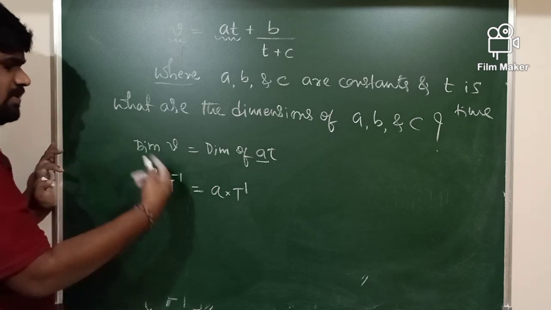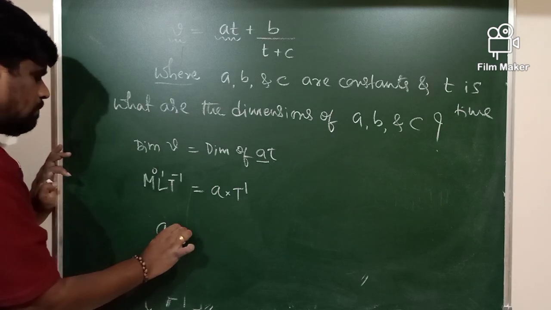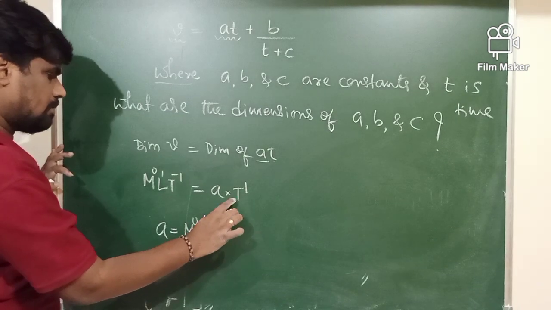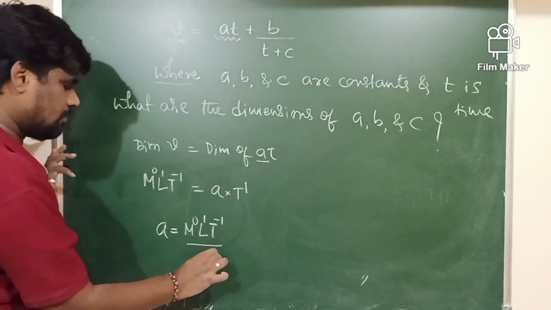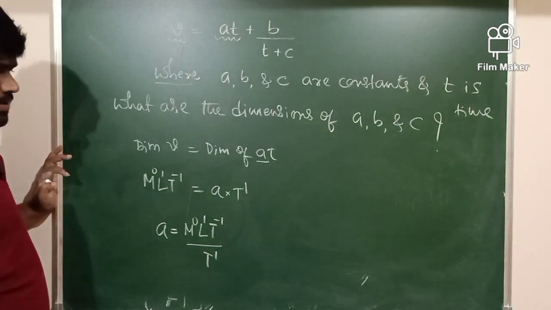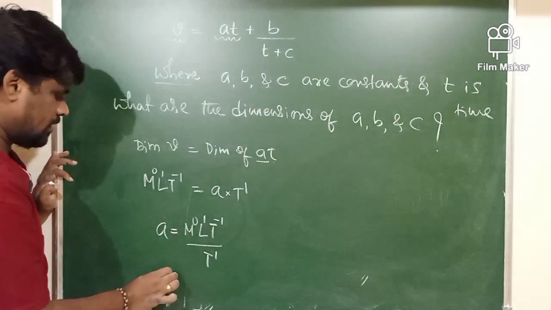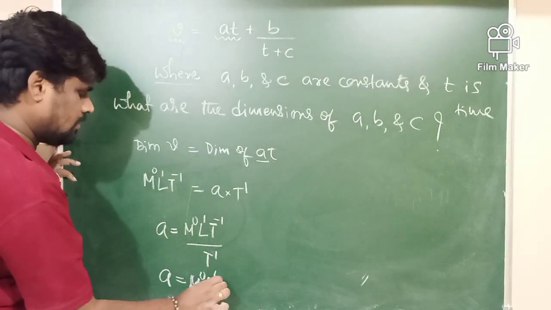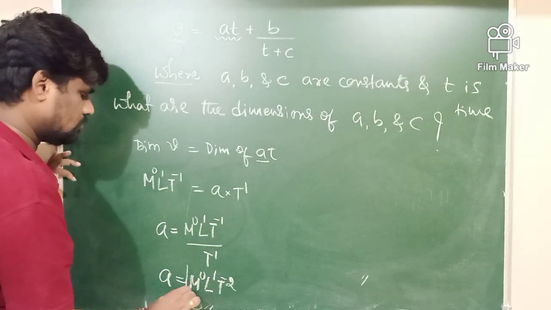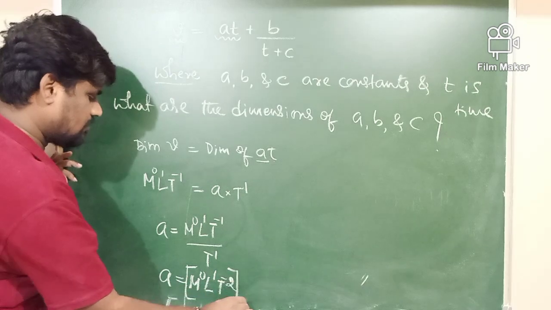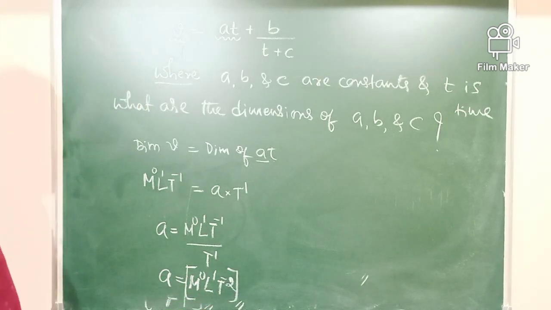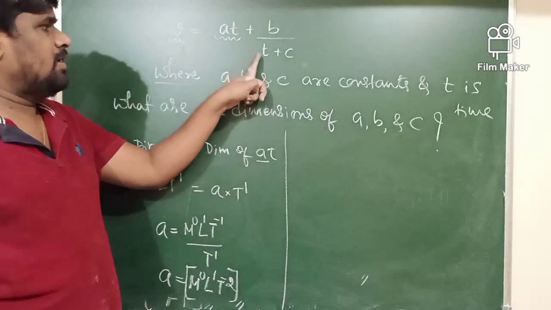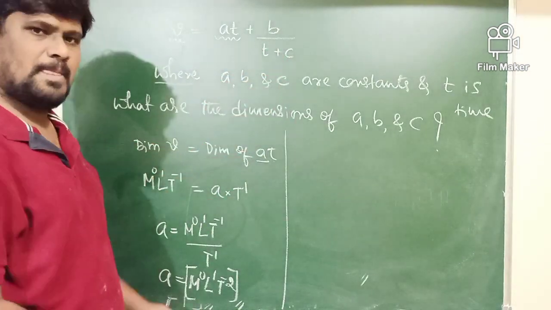then transfer this side. A is equal to M0 L1 T power minus 1, it is T power plus 1. Take T power plus 1 to the numerator, then A is equal to M0 L1 T power minus 2. So this is the dimensions of what? A. Okay?